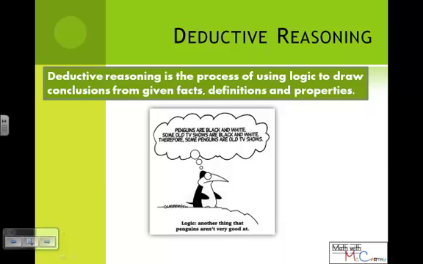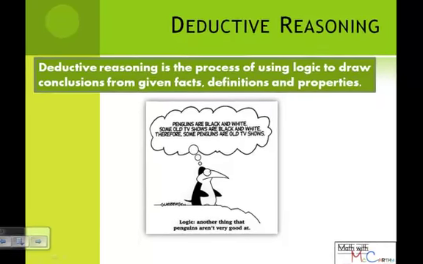Deductive reasoning is the process of using logic to draw a conclusion from given facts, definitions, or properties. Deductive reasoning is different than our previously discussed inductive reasoning because inductive reasoning simply uses patterns to draw a conclusion, while deductive reasoning uses facts, definitions, and properties.